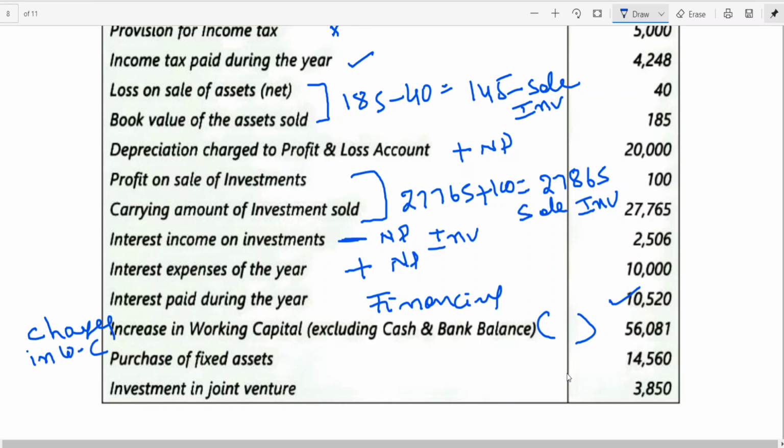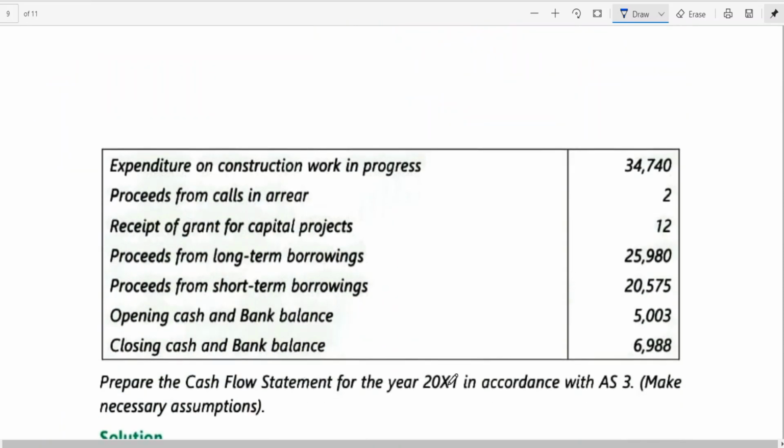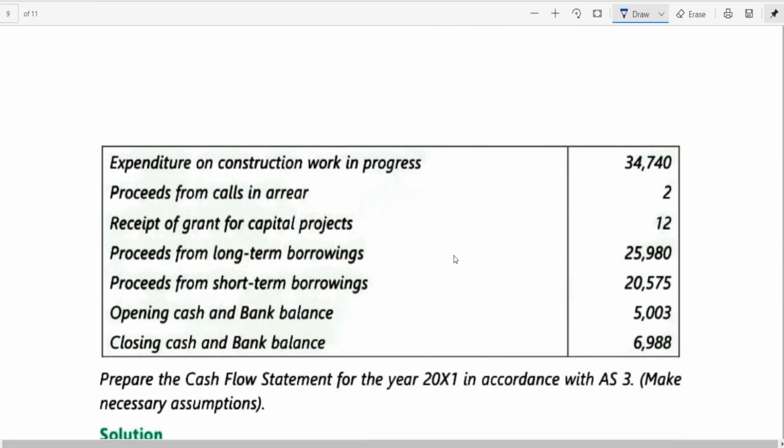Next, purchase of fixed assets, very simple, is investing activity. Investment in joint venture is investing activity. And then expenditure on construction of work in progress, that I need to explain. Wait a minute. Proceeds from calls in arrears is a financing activity. Okay. Then receipt of grant for capital projects, we will discuss.